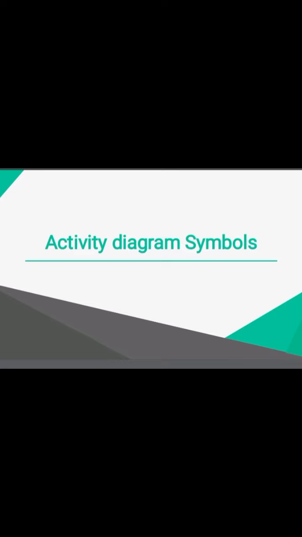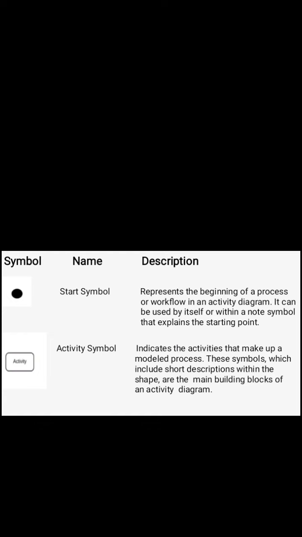So next, we have the activity symbol. It indicates the activities that make up a modeled process. These symbols, which include short descriptions within the shape, are the main building blocks of the activity diagram. So, activity symbols are the basic building blocks sa atong activity diagram. And usually, naay short descriptions activity nga i-present nato.